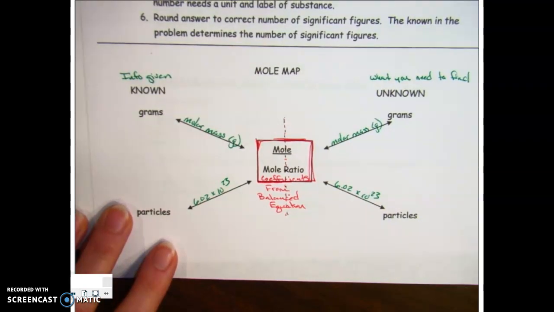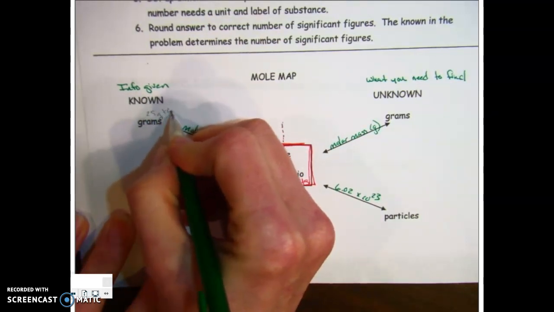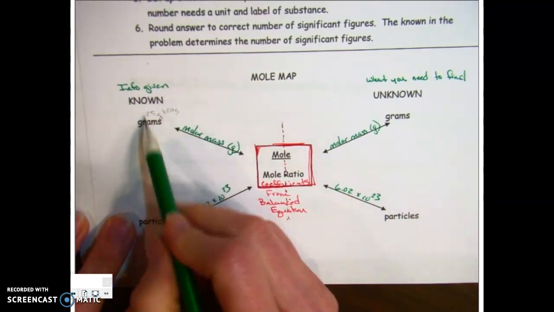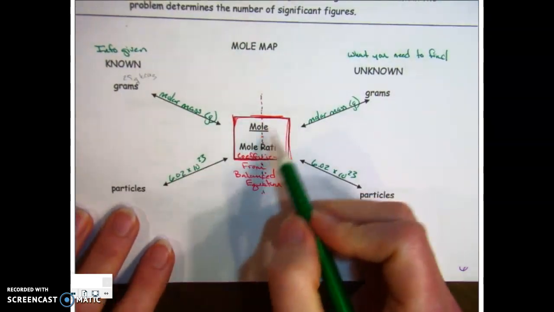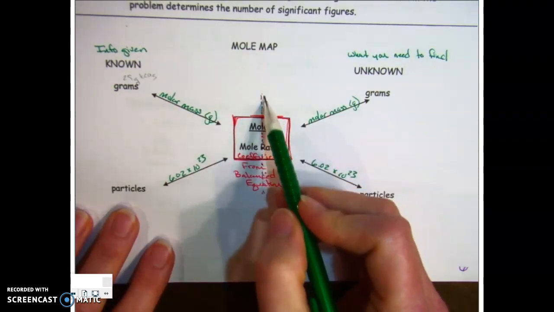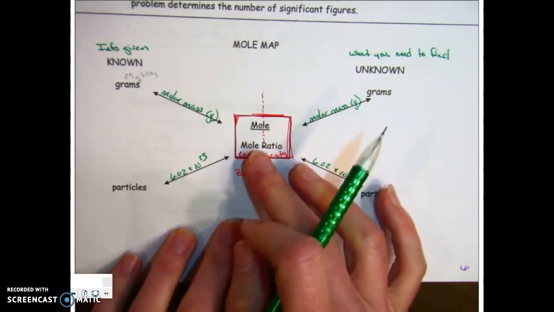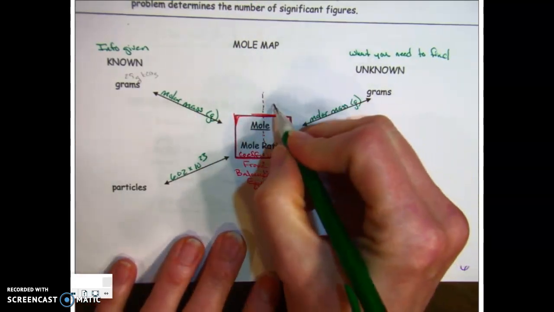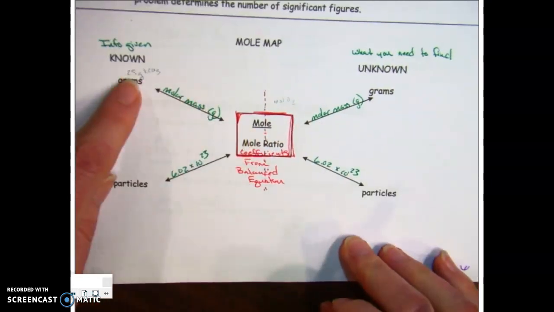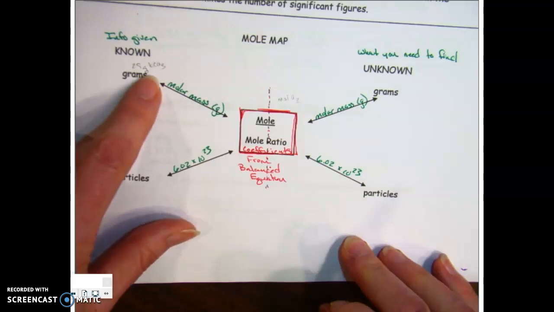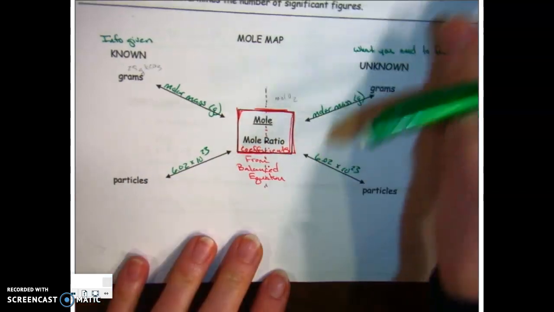Now, what are we going to do? So here's what we're given. We start with 25 grams of potassium chlorate. And the question is, this is my known, how many moles of oxygen do I have? So my unknown is here. I drew this little dotted line down the middle. This is the information from my known over here, my unknown over here. I'm looking for moles of oxygen. So this is where I'm going. So first I need to convert from grams of potassium chlorate to moles, and then I can use the mole ratio to convert to moles of oxygen.